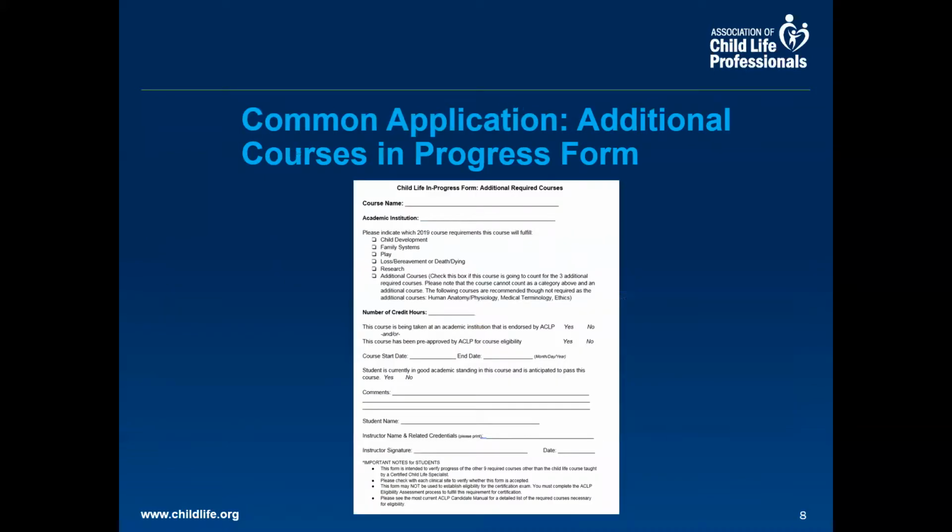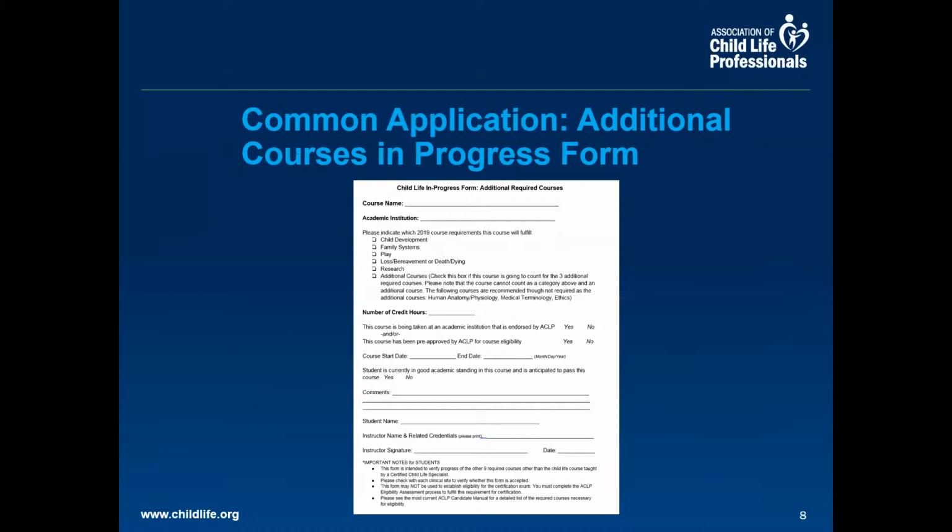As you can see, we've currently had the Child Life Course in Progress form as part of the Common application. We've now added this new form for the additional 9 required courses. This form is to be used for students who are in progress with any of the 9 additional courses other than the Child Life course.